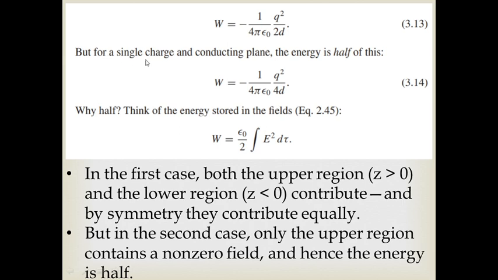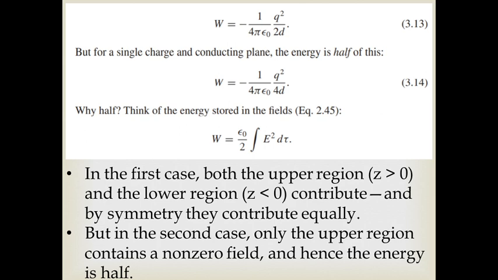But for a single charge and a conducting plane, the energy is half of this. W is equal to minus 1 upon 4 pi epsilon 0 q square upon 4d. Here it was 2d, so this is again divided by 2. So the energy becomes half in this case. So the single charge and conducting plane energy is half of the system where there are 2 point charges and no conducting plane. Why is this energy going to be half?